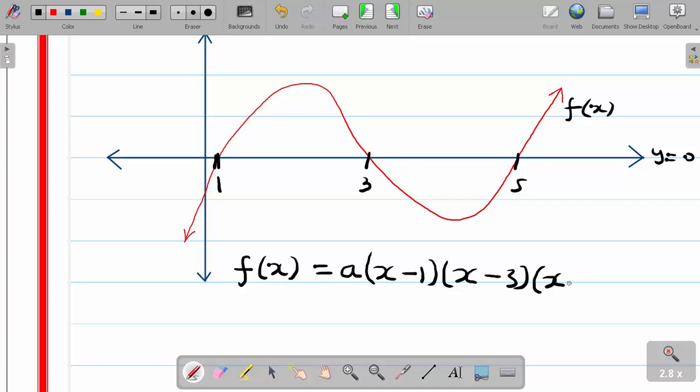And then if I have any other point on the function known to me, then I can find the value of a, and then I'll be having my cubic function in this form, which is the intercept form. Now let us analyze this cubic function in detail, because it's very important for us to know the shapes.